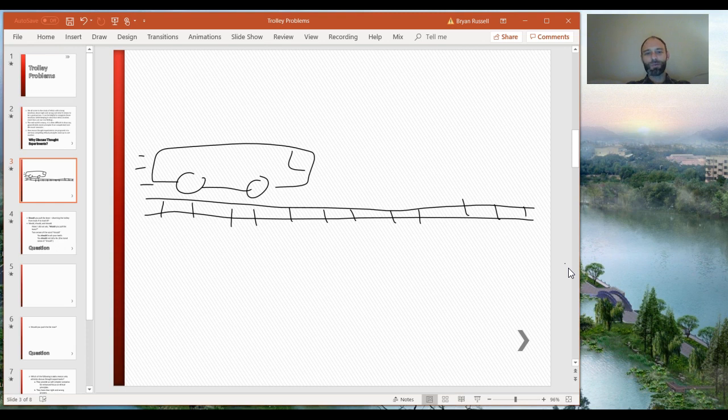And look, there's no driver. You can tell there's no driver because there's nothing in this window here. So no driver. This is a runaway trolley speeding down the tracks. It also has no passengers. You can tell because there's no passengers that you can see in the window.